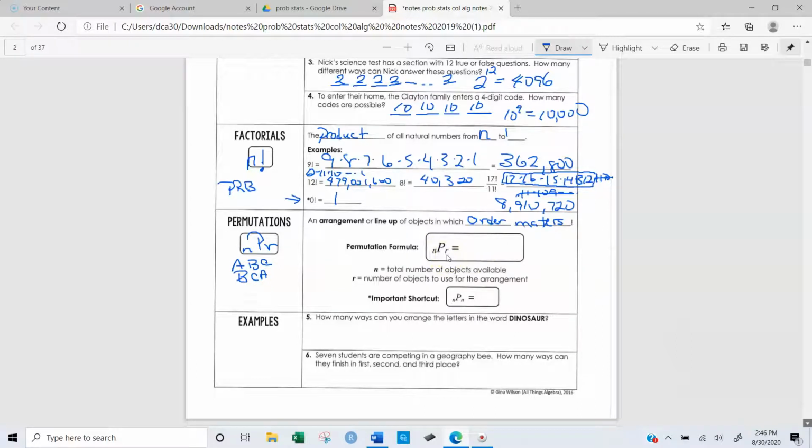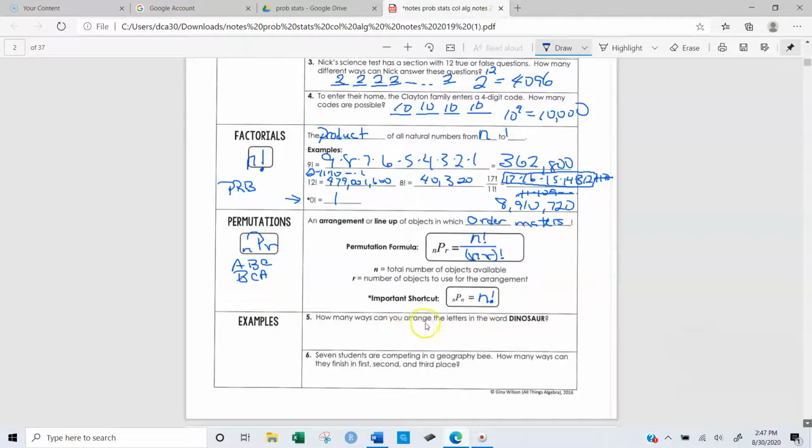You actually have a permutation button on your calculator. It goes n factorial all over n minus r factorial. All right, important shortcut. If it's n over n factorial, well, that's n minus n, so you have 0, and 0 factorial on the bottom is 1. So this in here is just n factorial.